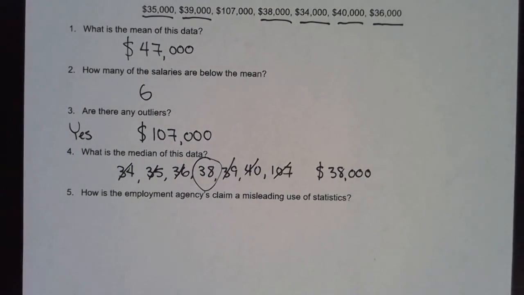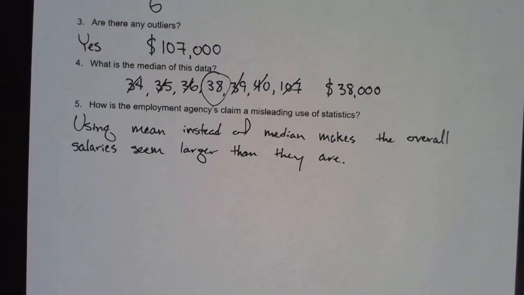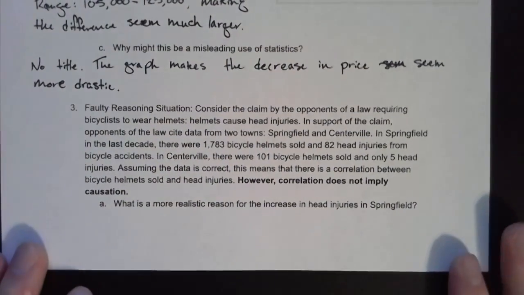Okay. So the next question, how is the employment agency's claim a misleading use of statistics? So I said using mean instead of median makes the overall salaries seem larger than they are. So the mean wasn't a lie, it was the mean, but given that it says that that's the average salary, it does make it seem like more people are getting 47,000 than not. So let's go ahead and take a look at this last try here.